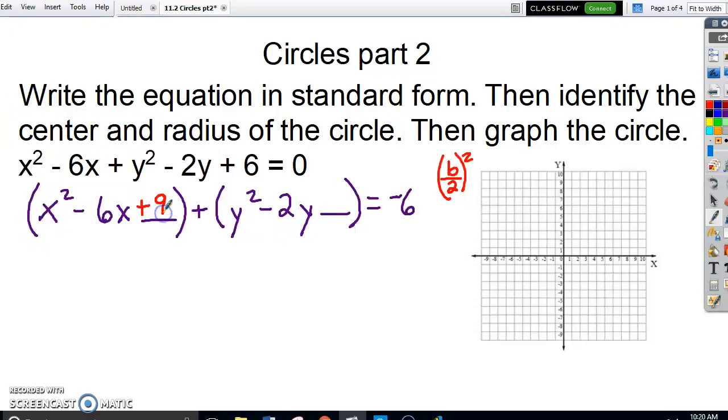But what I do to one side of the equal sign, I must do to the other side. So I'm going to add 9 over here as well. Then I'm going to do the same thing to the y. So my b is going to be negative 2. Negative 2 divided by 2 is negative 1. Negative 1 squared is positive 1. So I'm going to add 1 to both sides.